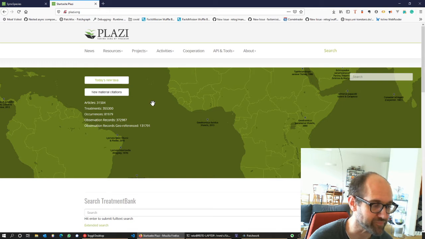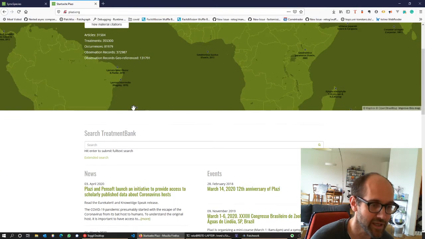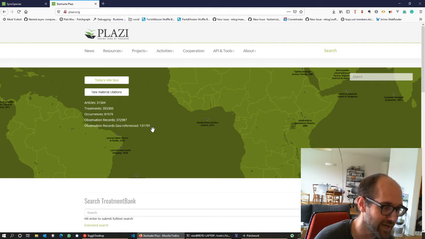These treatments published in journals are collected by the Plazi organization. They are often scanned, and then the information is extracted to have it in a machine readable format. So you see here there are 355,000 treatments. These are chunks of information that say something about a species, a new species, a new occurrence of a species, information like that.